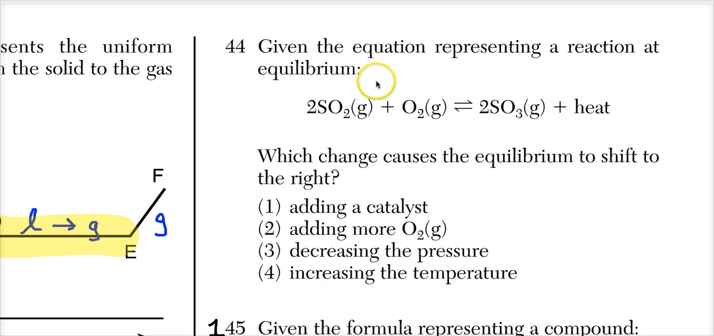Okay, number 44. Number 44 is Le Chatelier's question. You can see right away that we have a double arrow. This double arrow denotes that the rate of the forward reaction equals the rate of the reverse. So the question states, which change, which is called a stress, causes the equilibrium to shift to the right?